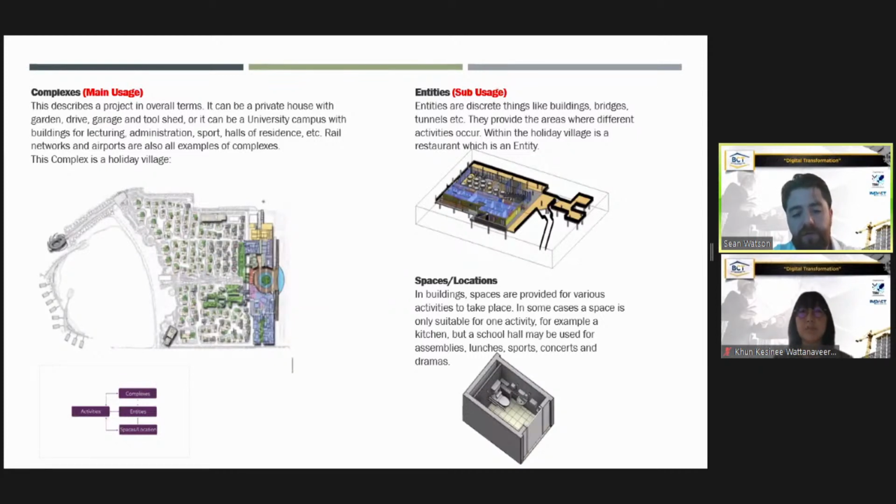Within that complex, we have entities. An example of an entity shown here would be a restaurant. And within that entity, we would have spaces. Within the restaurant, we would have a toilet. So that's the hierarchical simplified form of how the data structure works. I've simplified it very much there, but it probably gives you an overall idea of how the data structure can relate in a hierarchical form.